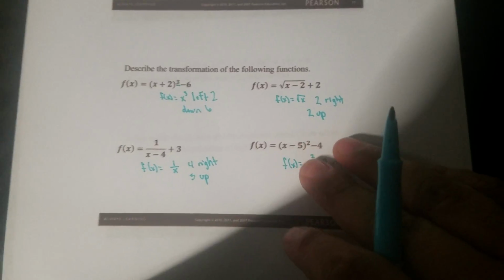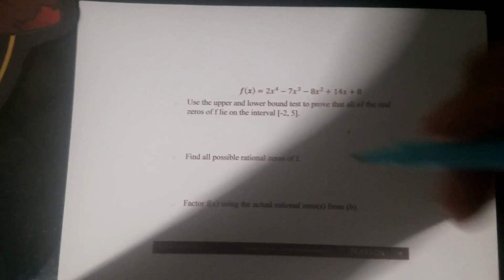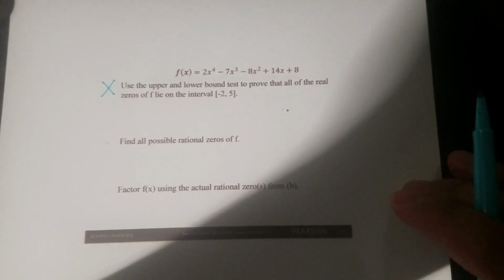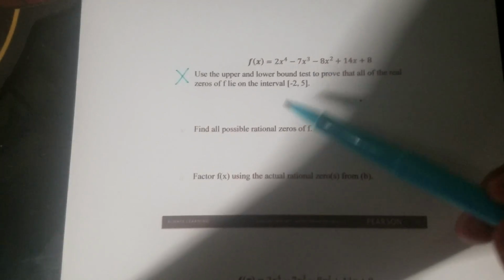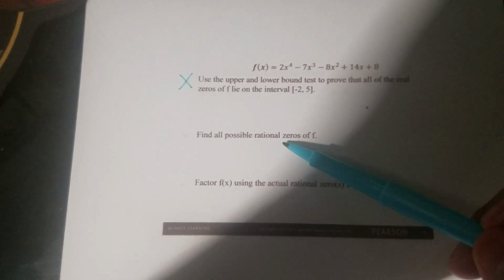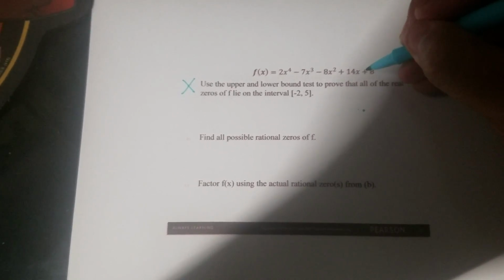Okay, so next one here, guys, I'm going to skip part A, this upper and lower bound test. They shouldn't ask you about that. This was something I do believe they will. So they'll probably ask you to list the rational zeros. So really, this is an easy part, guys.